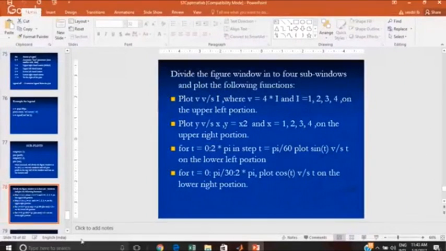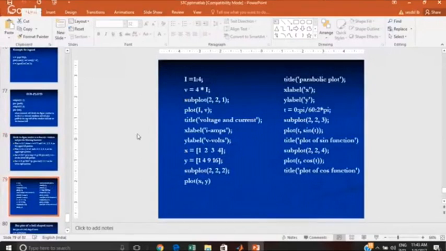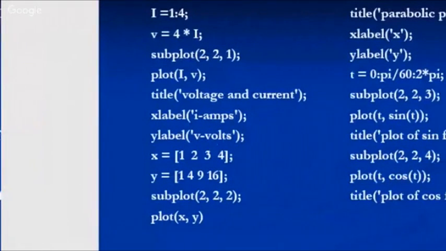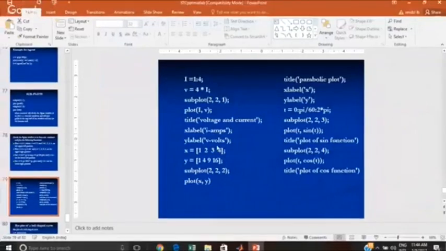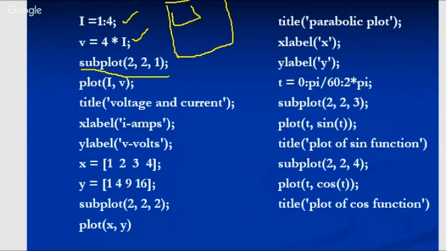So in order to do that, the commands are this. I'll just explain the commands. Here you can see I is defined. In this case, for the first plot, I is defined, V is defined. And I am just making a subplot. Subplot is 2, 2, 1. In the sense 2, 2, in the sense there are 4 plots. 4 plots are made. So in these 4 plots, the first plot, voltage versus current, will come.